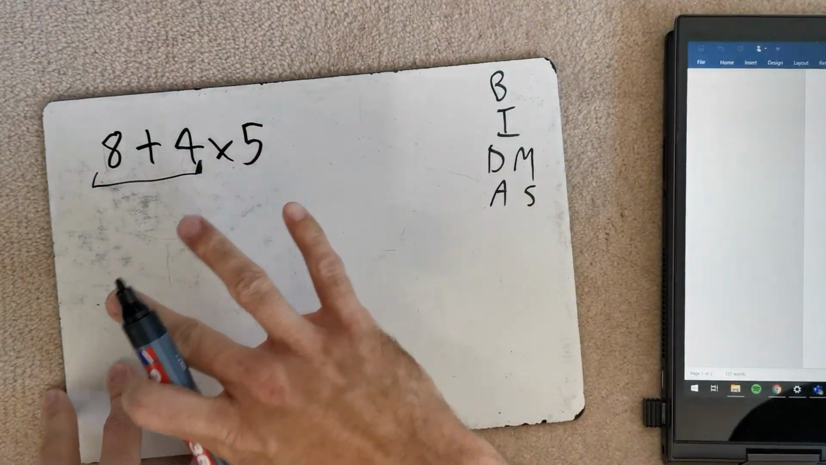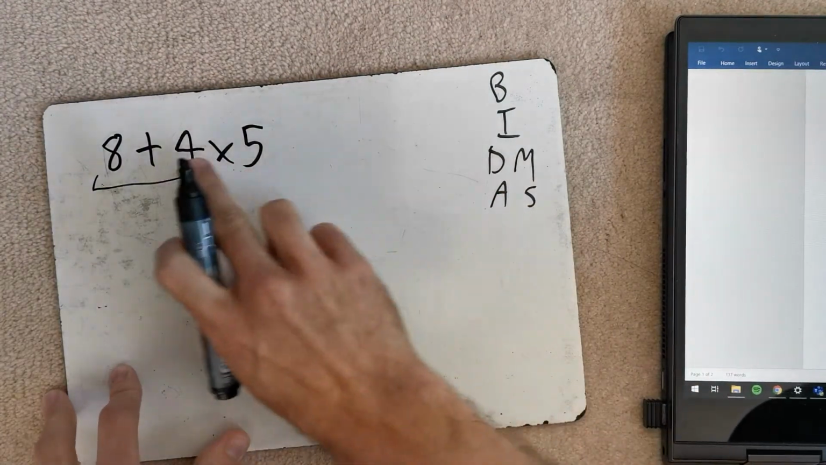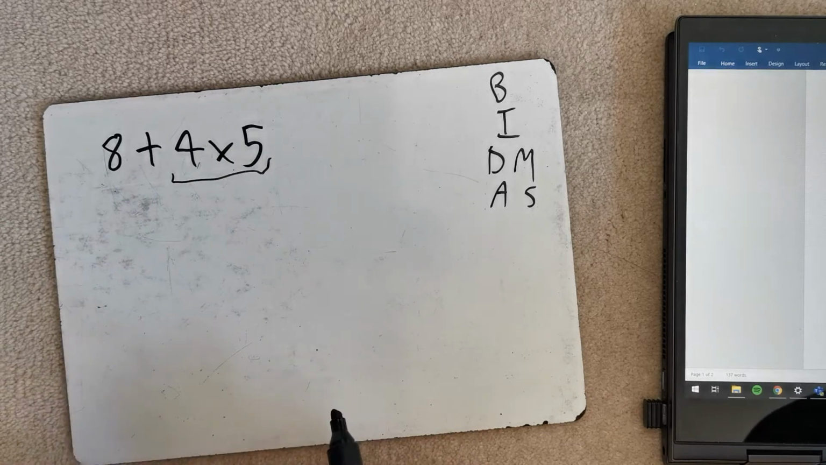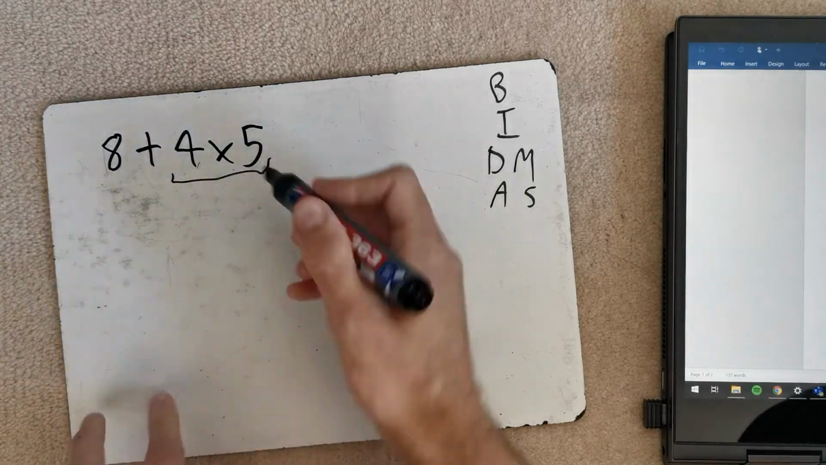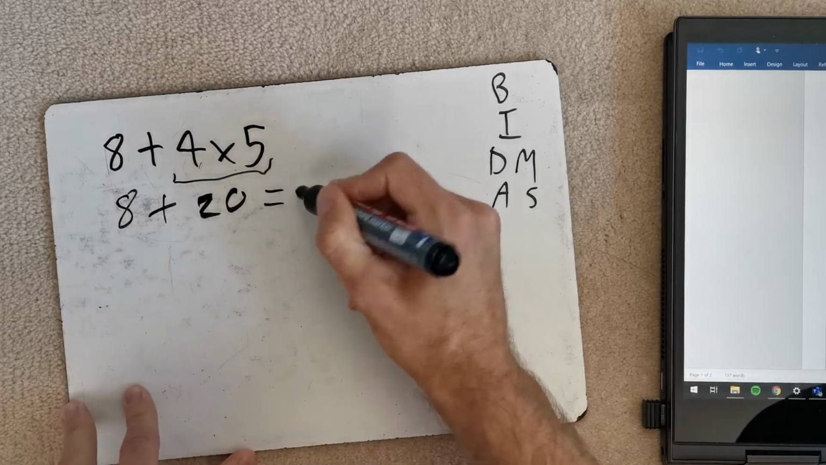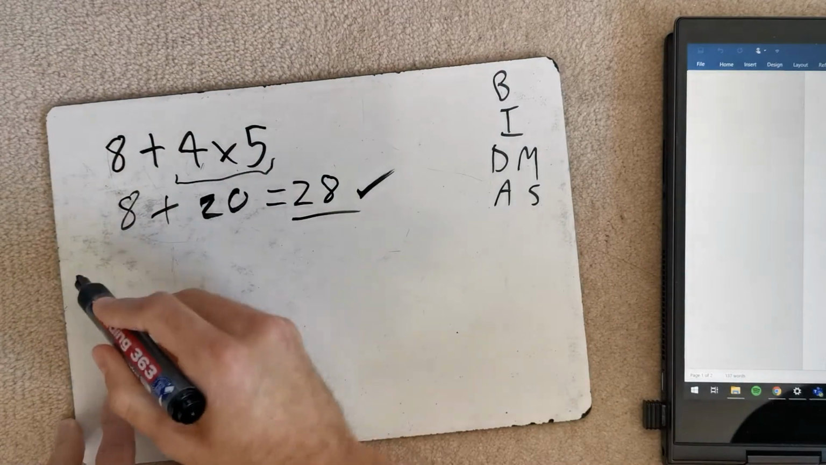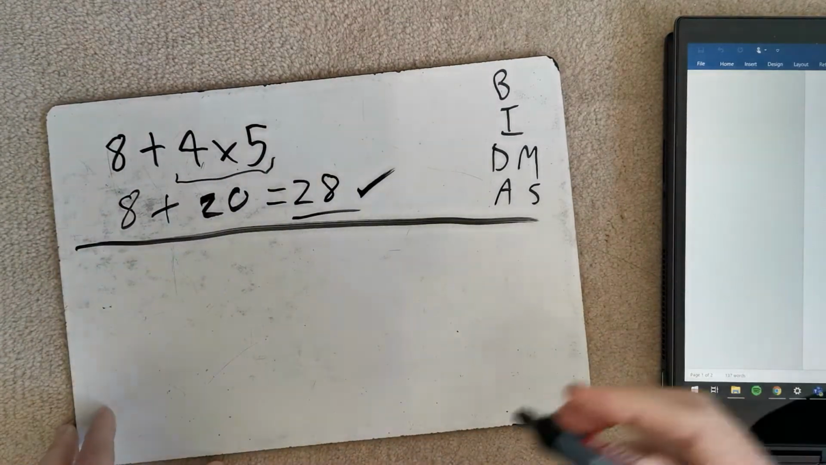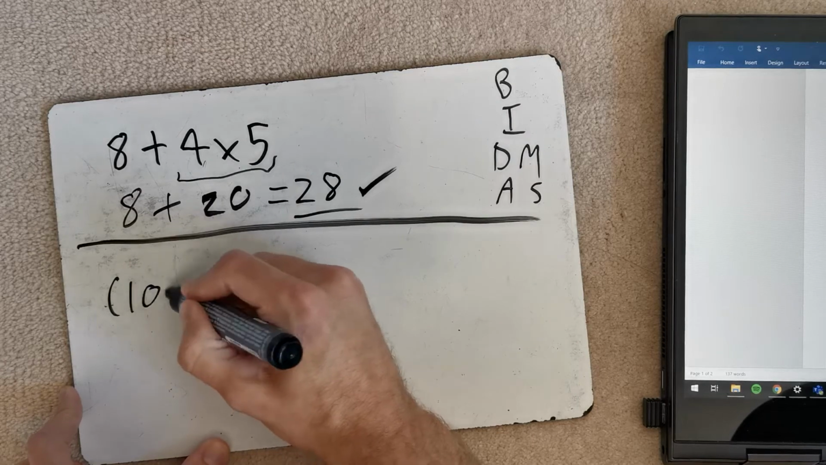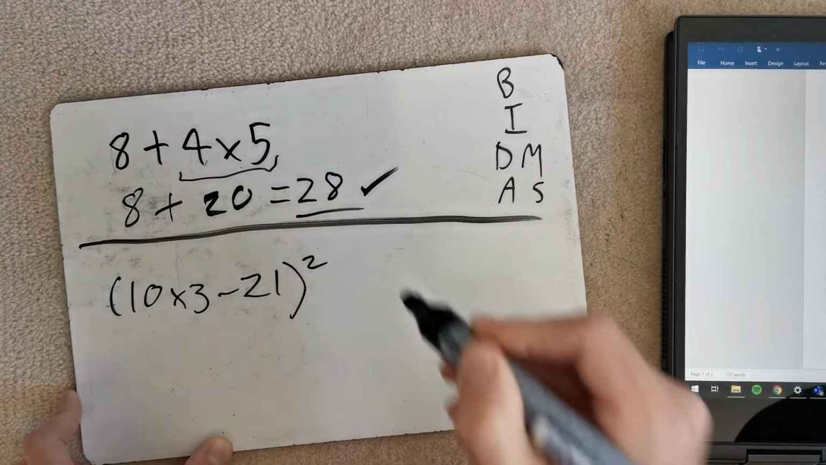Indices, no indices here. Division and multiplication, do we have any of those? Why, yes we do. So let's do the multiplication first. 4 times 5 is of course 20. So we're doing 8 plus 20, which is 28. That's our answer, 1 mark. That's question 1, done.